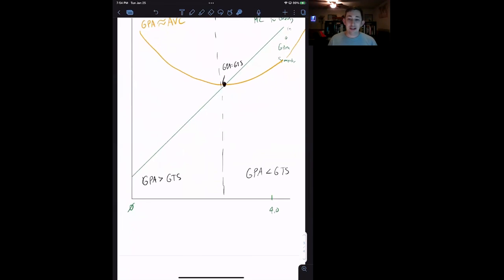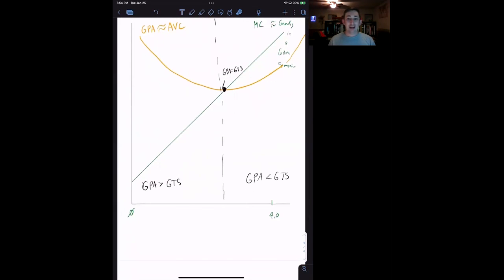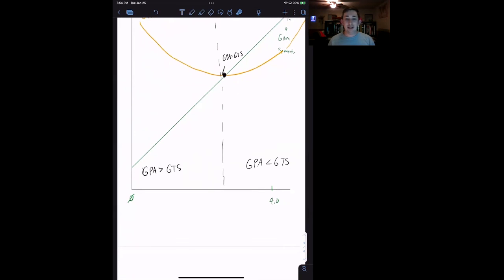So hopefully this video made it a little more clear that marginal cost and average variable cost are different, not just in how they're calculated, but in terms of their concepts. And hopefully this idea of the GPA makes it clear how exactly marginal cost and average variable cost are related.